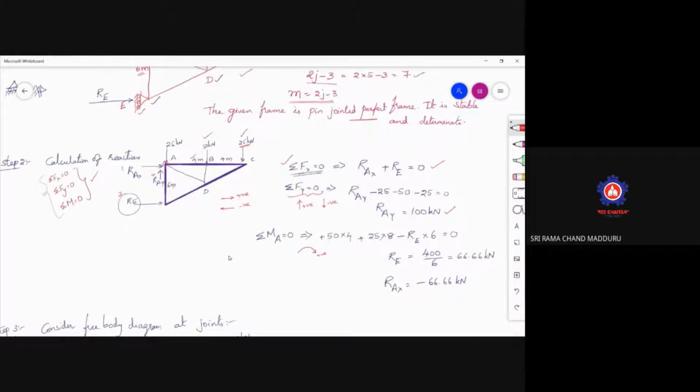Sigma Fx is equal to 0. It means that the summation of the forces along the x-axis is equal to 0. That means in the direction of your x-axis, all the forces are to be considered. RAX and RE are the forces along the x direction. Whereas sigma Fy is the summation of the forces along the y-axis.